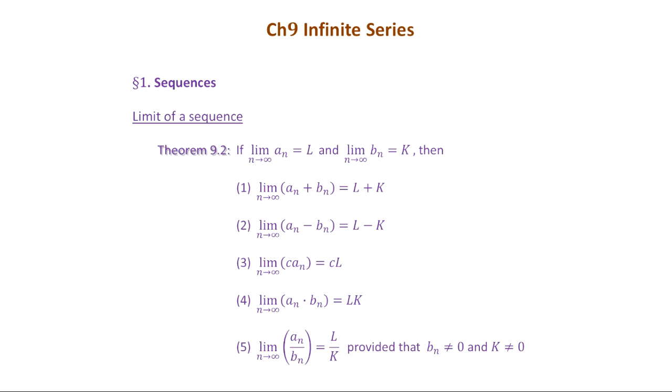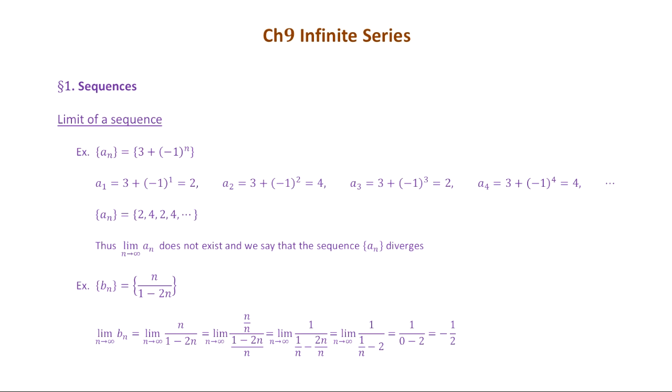Or you can divide the two sequences a_n and b_n term by term and try to find the limit of this new sequence. The limit is just the limit of a_n over the limit of b_n, which is L over K. And of course you want the denominator b_n and K both not equal to 0. All right, you cannot divide by 0.